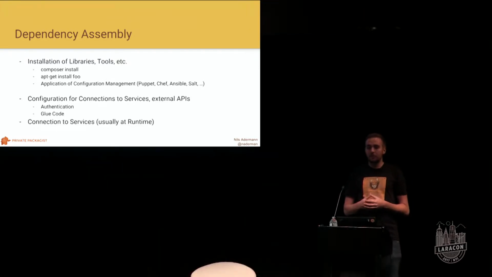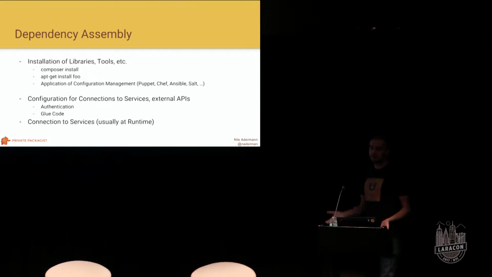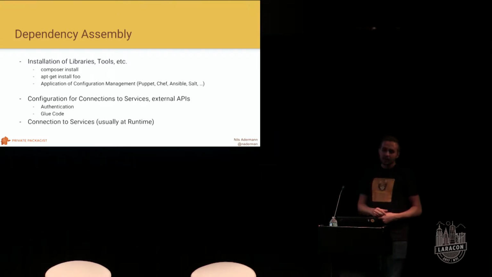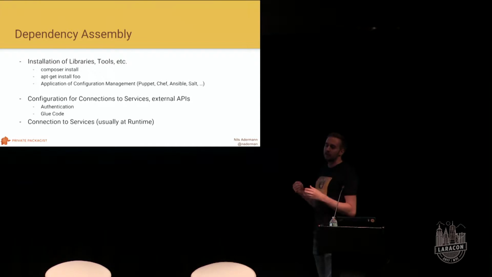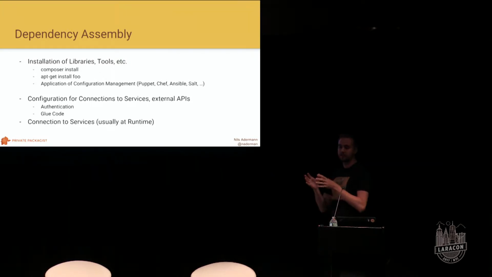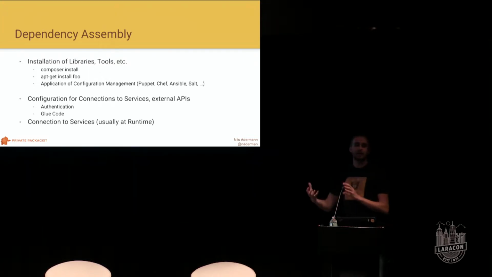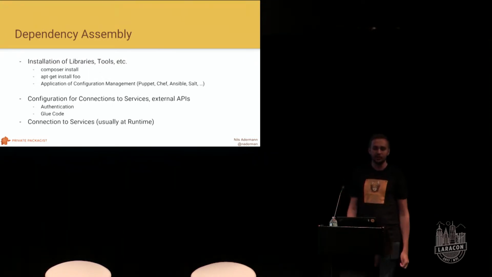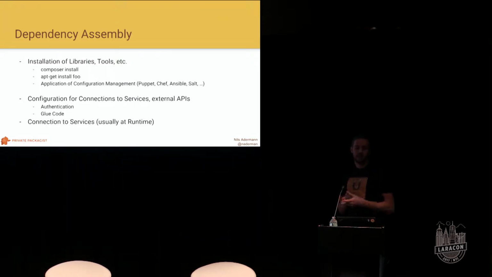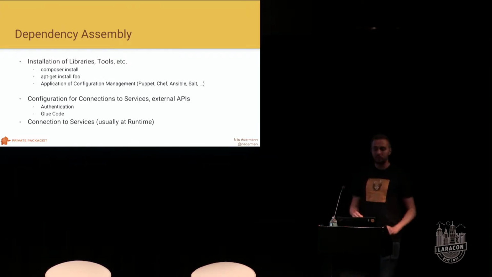Or ideally, if you're using some kind of configuration management system like Chef, Puppet, Ansible, Salt, all these, that too is part of assembling your application, the environment that your application is running in. And then for services, it could be things like setting up the authentication to connect to some external API, some kind of glue code that you need to be able to communicate with that API, like the client library that you're using to access it. And then at runtime, usually, the actual connection to that service is also part of assembling your application, because as soon as you're using any external services as dependencies, they really are part of your application, even if you don't control them yourselves.